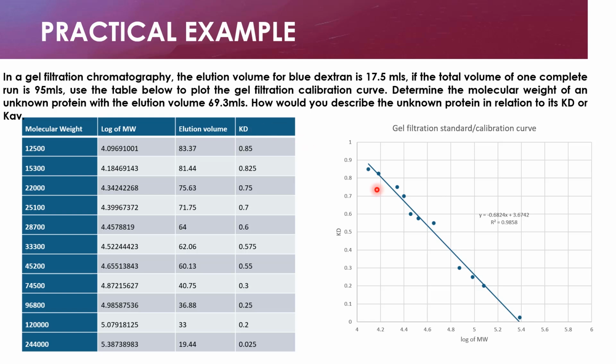So for the first method, we are going to use this graph, and it is a calibration curve which is being plotted by plotting the partition coefficient value for each of the molecular weights on the y-axis against their respective log of the molecular weight on the x-axis. And from this calibration curve, this is the equation of the line, which is giving us y equals negative 0.6824x plus 3.6742.